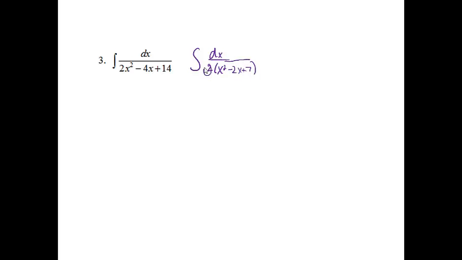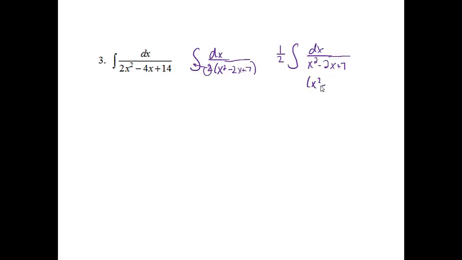And then I'm going to bump this 2 out front, so this will actually now be 1/2 dx over x squared minus 2x plus 7. If you didn't do that, you can still get an answer. It's just a little bit more difficult. All right, I'm going to complete the square at this point in time.